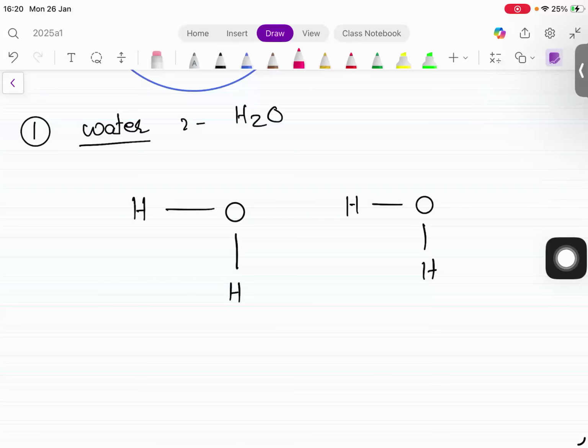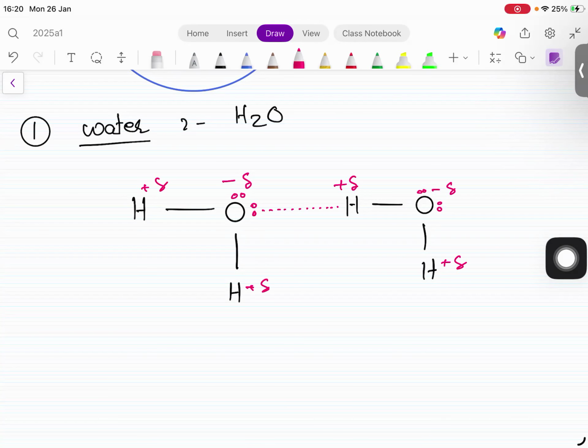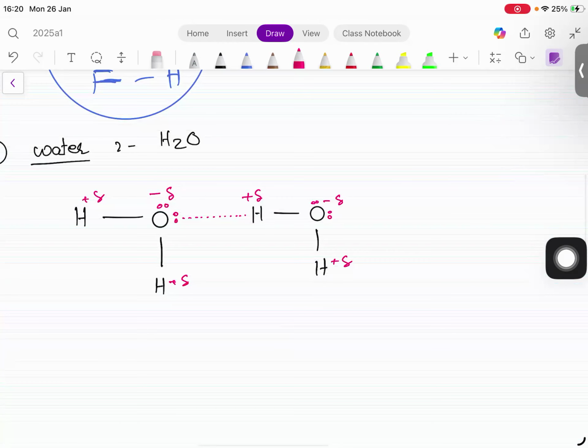Now, as far as the drawing is concerned, as I told you, you have to draw the lone pair of electrons, and then the lone pair of electrons of the highly electronegative atom attracts the partial positive charge of the other, and you have to show all the charges, please. Like this. And this water molecule has the ability to make hydrogen bonds all the way around because oxygen has two lone pairs, so both lone pairs can be used.